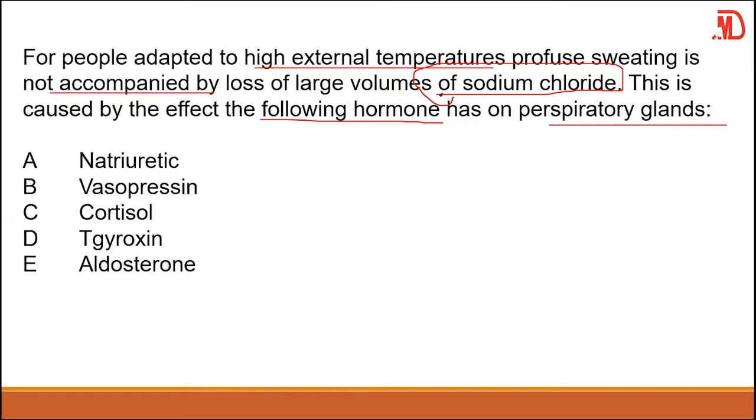It is aldosterone. Always be sure of your answer. Looking at the options, natriuretic peptide, as we explained, will excrete sodium out of the body. Vasopressin deals with water. So, of course, you are dealing with aldosterone, because aldosterone helps in the reabsorption of sodium in the blood, so it prevents its excretion. They are saying that sweating is not accompanied by loss of large volumes, meaning too much sodium doesn't get out of the body. That's why your answer is aldosterone.